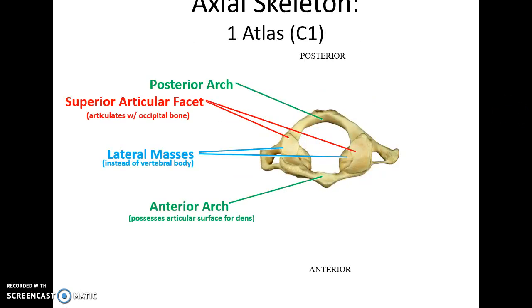The very first cervical vertebra looks even more unique. So C1, known as atlas, possesses a posterior arch and no spinous process.